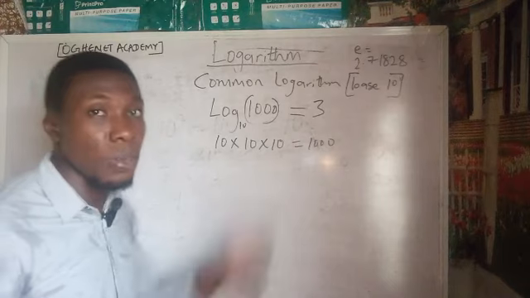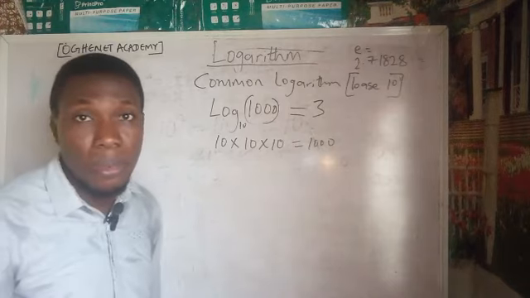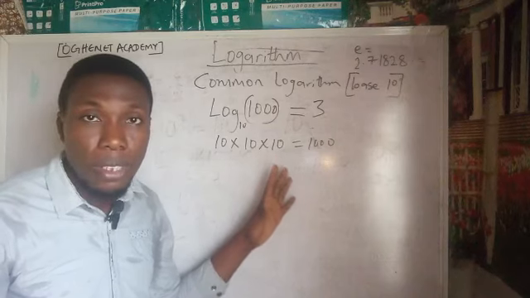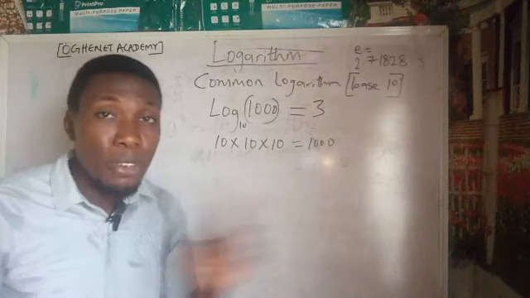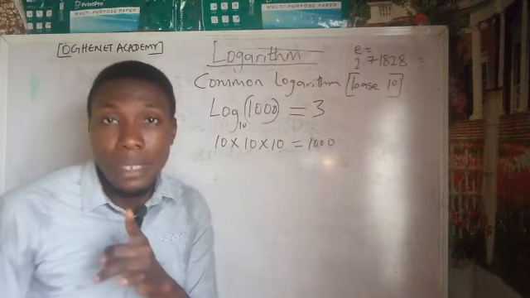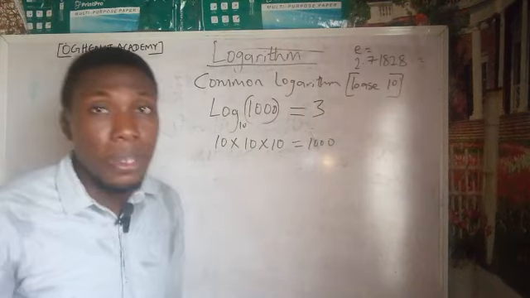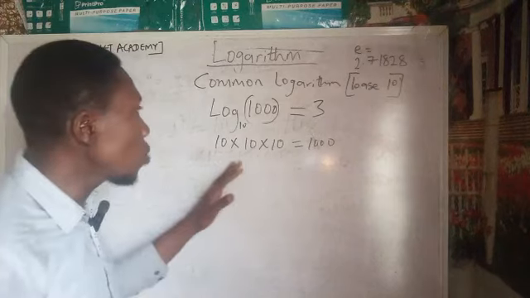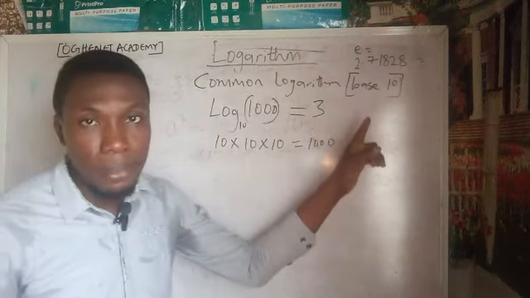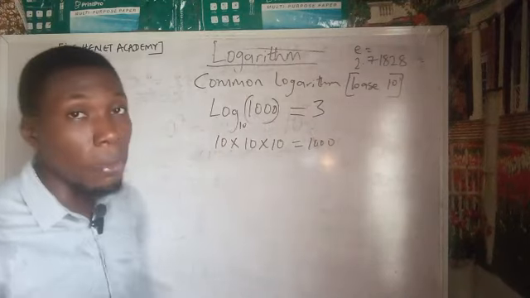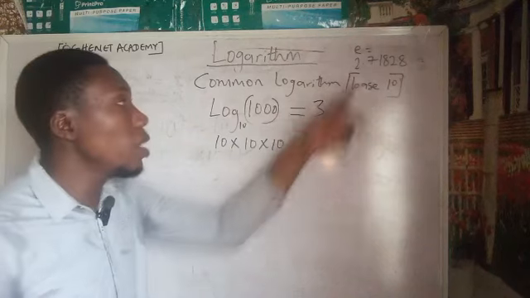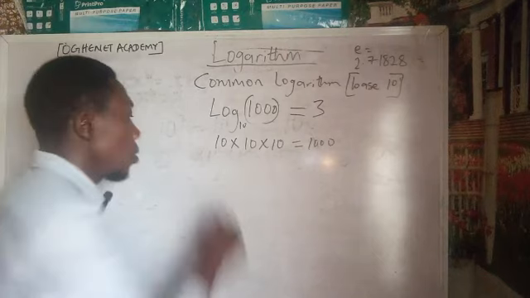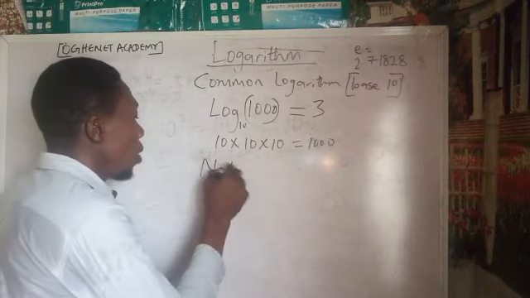You see the reason why logarithm was very popular before the coming of the electronic calculator. And many of you who did logarithm in mathematics in school didn't even know the reason why you were doing it. So now that is common logarithm. Remember, common logarithm is to the base 10.